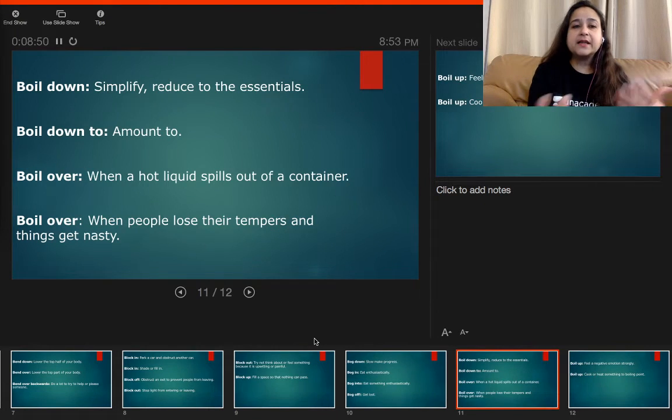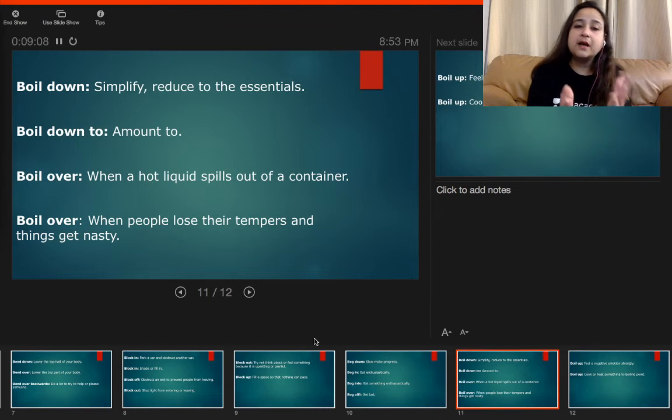So life has boiled down to this situation, which means it has come to this point wherein everything is simplified and you just don't have to do anything extra. You just have to try to fight it out and live. Okay. Then boil down to something.